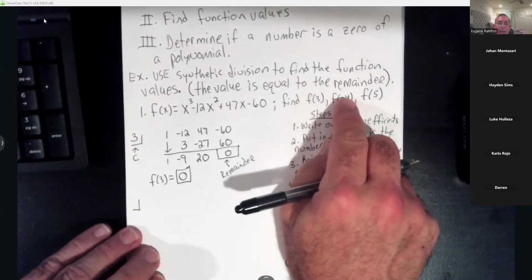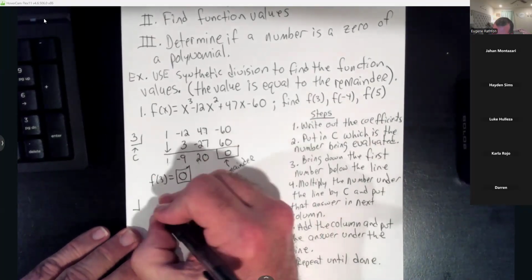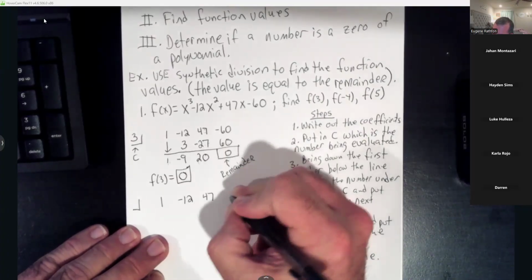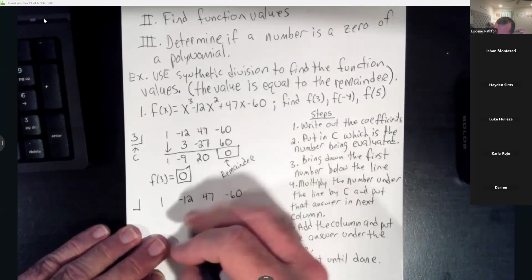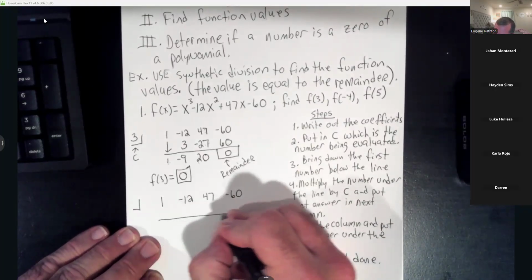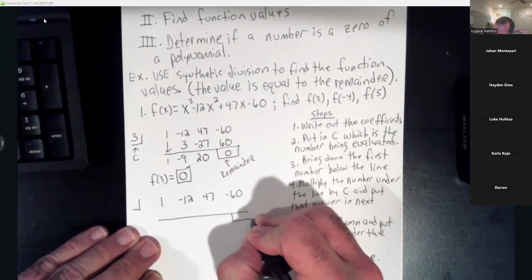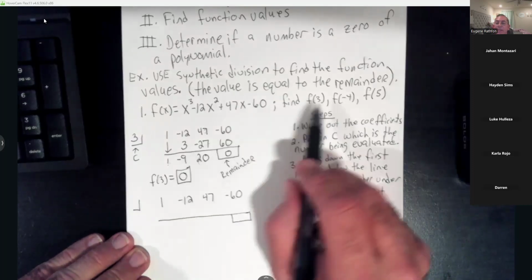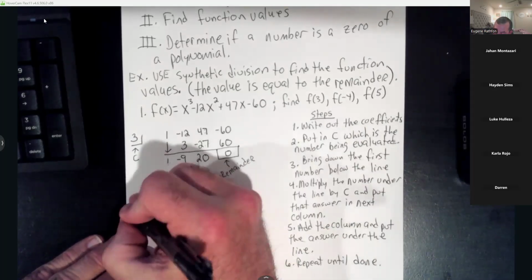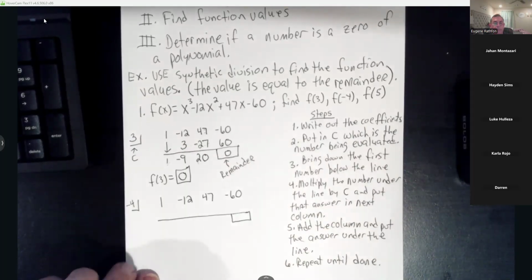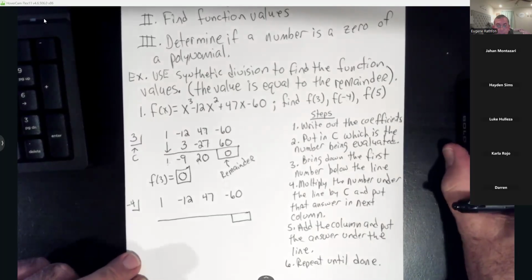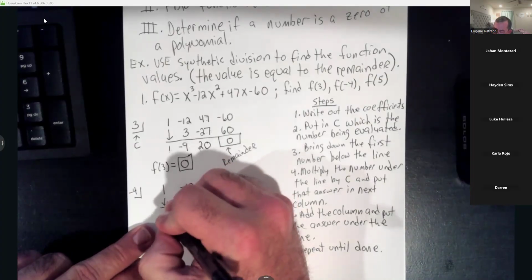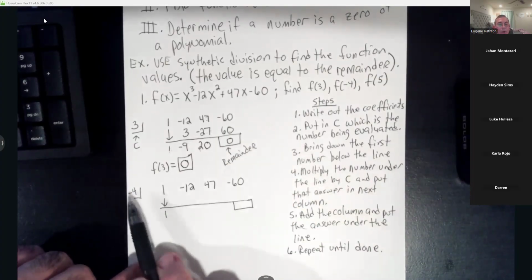All right, y'all, so to do f of negative 4, we have the same coefficients: 1, negative 12, 47, negative 60. I'm going to leave a little space in a box under that negative 60. This time my C is negative 4. All right, here we go. Bring the first number down below the line. We're going to start multiplying.